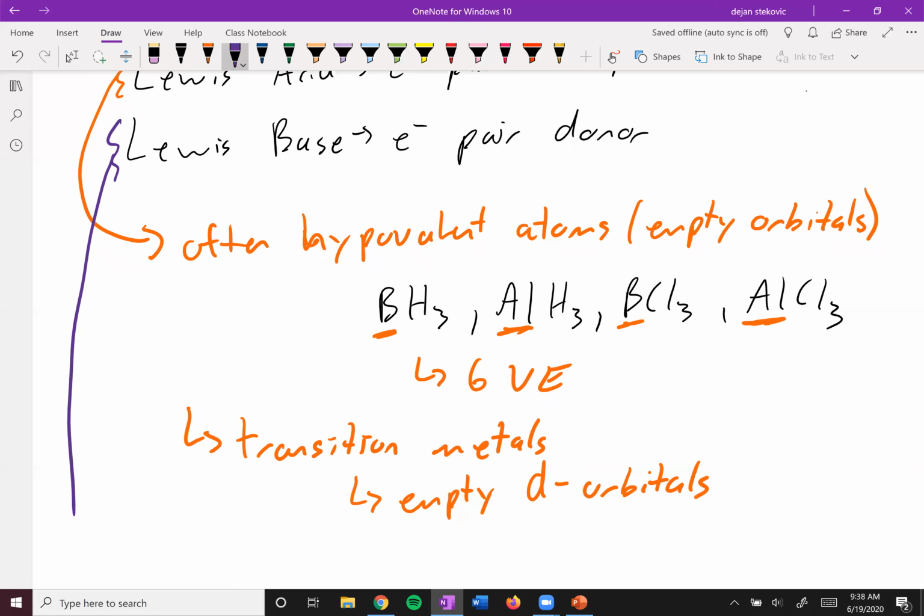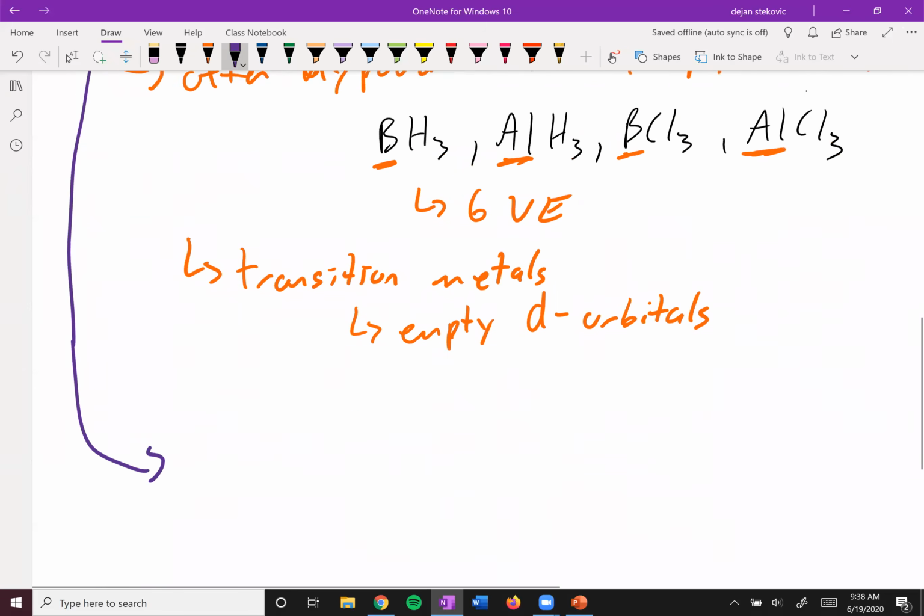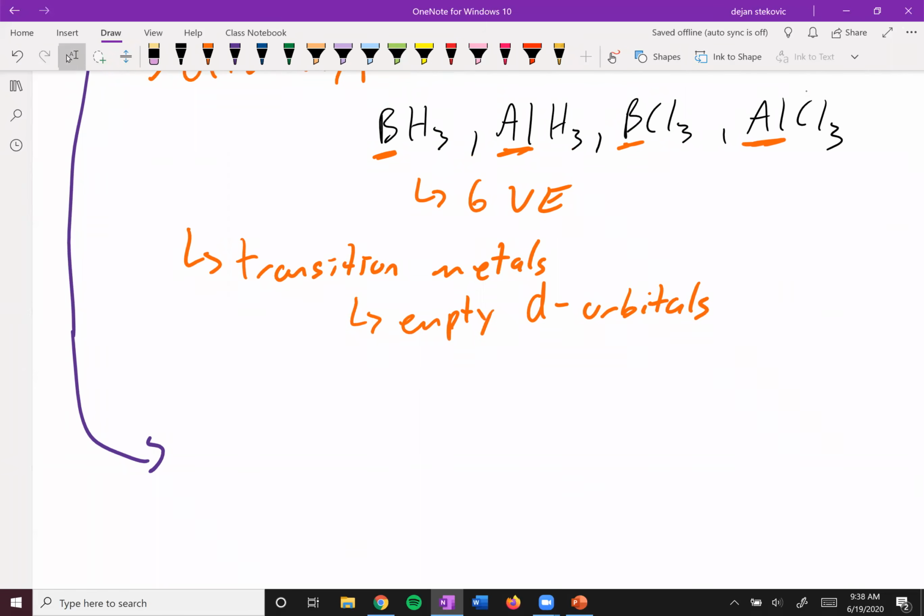Lewis bases, on the other hand, are electron pair donors, and so if they're donating an electron pair, they have to have a lone pair to donate, right? How are you going to donate a lone pair if you don't have one in the first place?